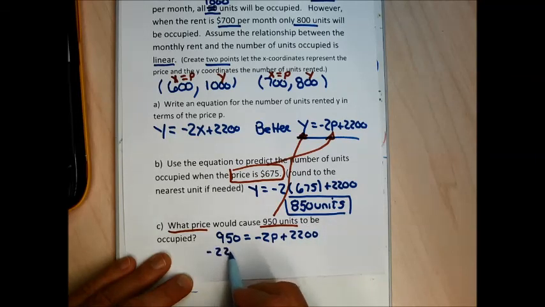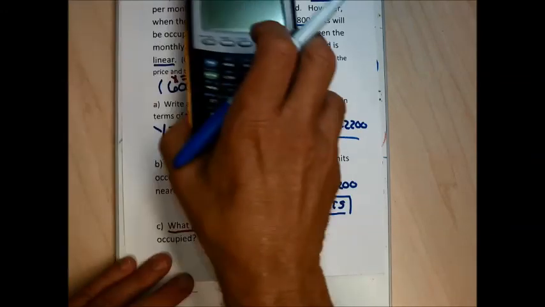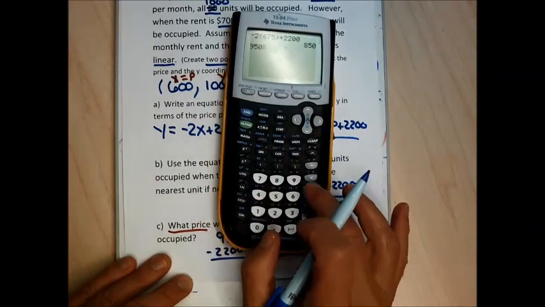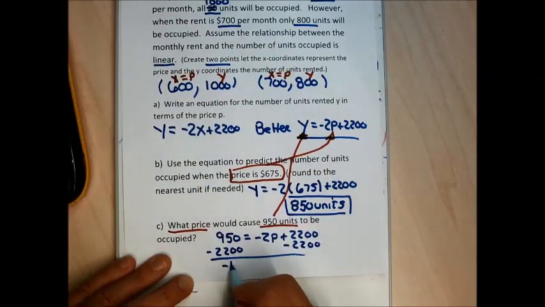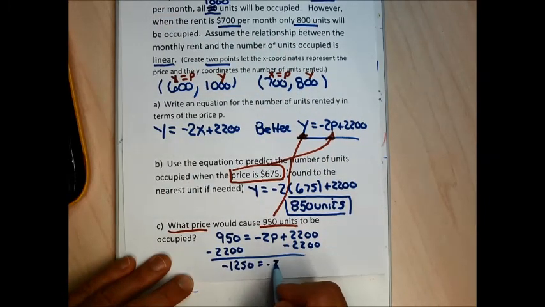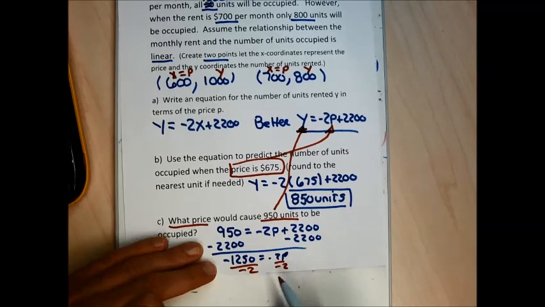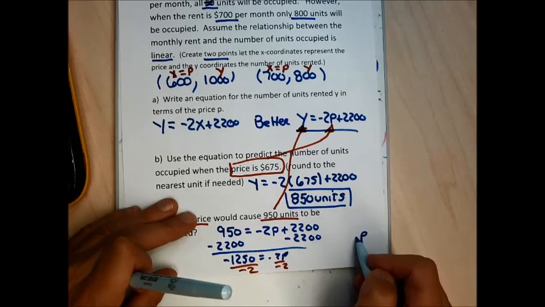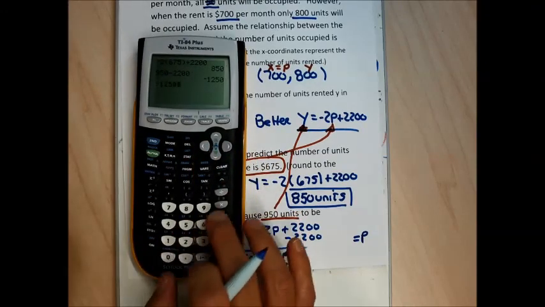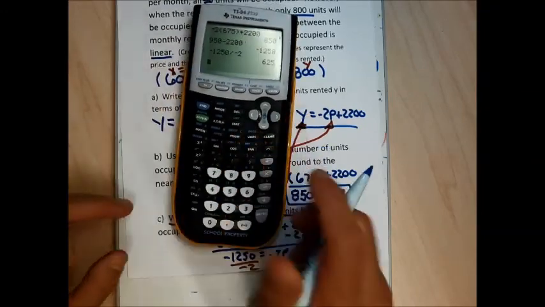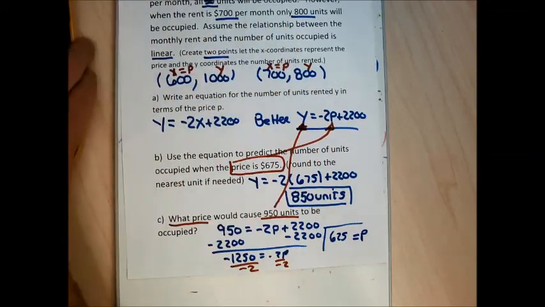I'm going to subtract 2,200 from both sides. On the left side, 950 minus 2,200 is minus 1,250. So this gives me minus 1,250 equals minus 2p. And then I divide both sides by minus 2. On the right side, I'm going to get the p. And then minus 1,250 divided by minus 2, I get 625. So a price of $625 will cause 950 units to be rented.